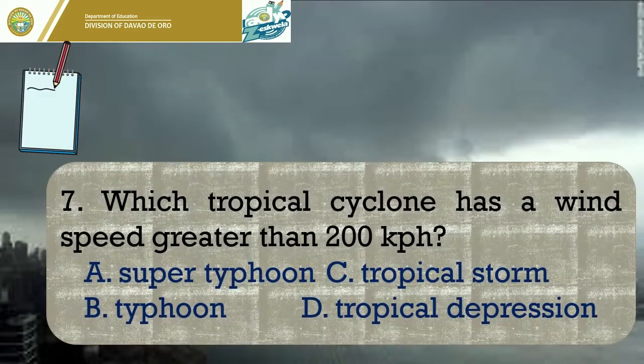Question number 7. Which tropical cyclone has a wind speed greater than 200 km per hour? A. Super Typhoon. B. Typhoon. C. Tropical Storm. D. Tropical Depression.